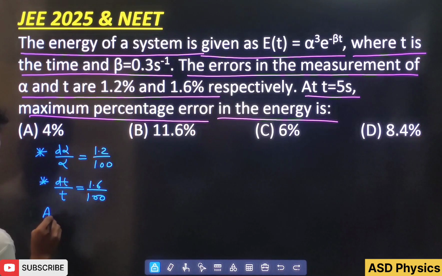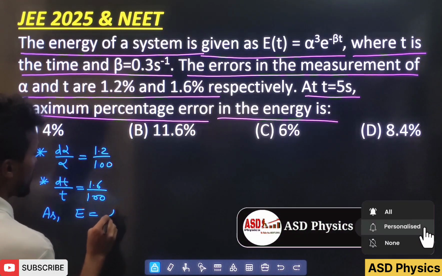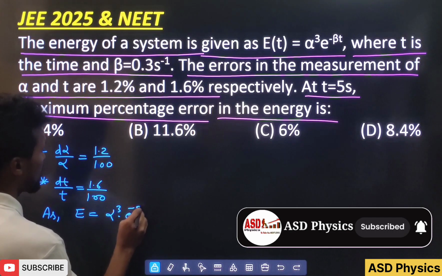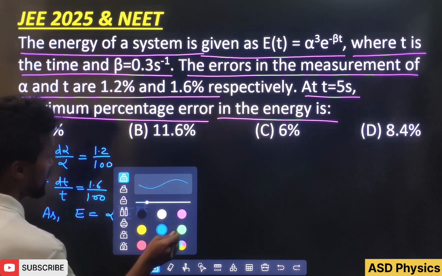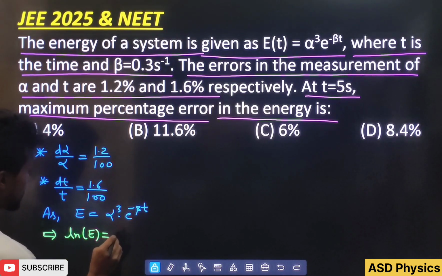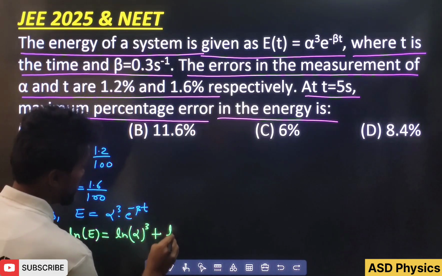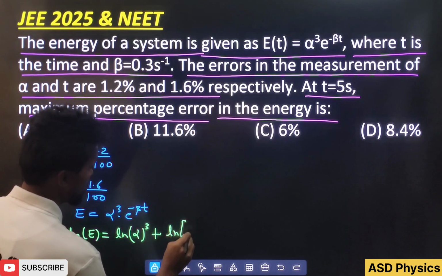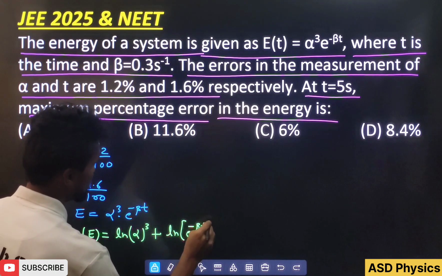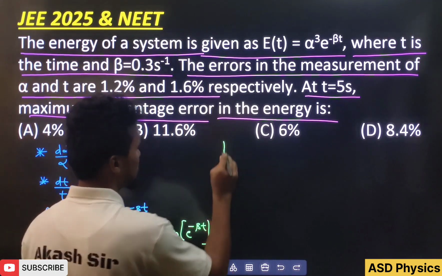Okay, so first remember that E is equal to what is given here? Alpha cube e to the power minus beta t. Okay, so first we'll take the logarithm. So if I take the logarithm, what will become here? ln E is equal to, kindly see here, ln alpha cube plus ln, and here what is this? e to the power minus beta t. Okay, calculation we have to do properly. Okay, now after that what will this become here, students?